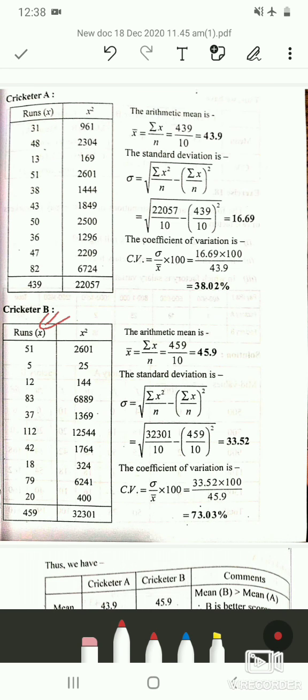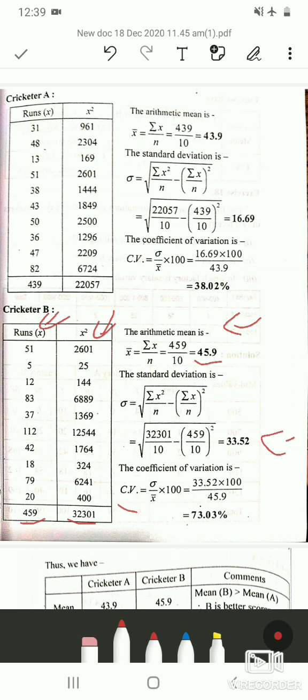Now similarly calculate x bar, standard deviation and coefficient of variation for cricketer B in the same manner. That is, the given values are your x, find summation x, then find x square and then find summation x square, and then substitute it in the formulas. For the arithmetic mean, x bar is equal to summation x upon n. Here summation x is 459 and n is 10. So x bar is 45.9. And then the standard deviation formula, so substitute and simplify. So your sigma is 33.52.